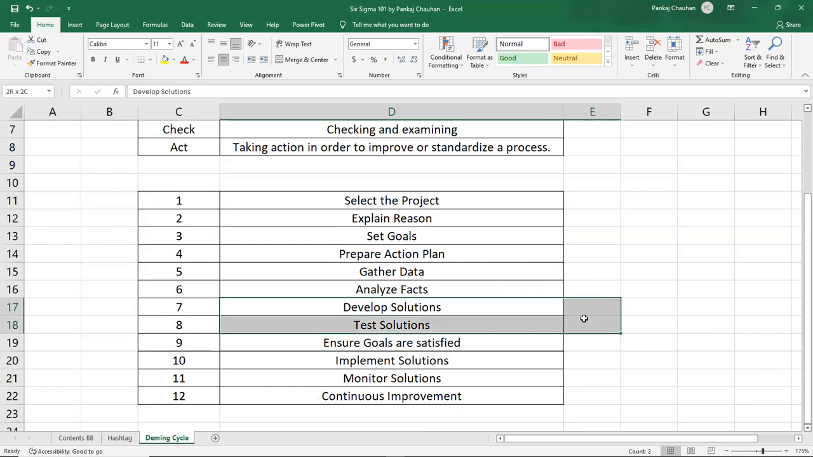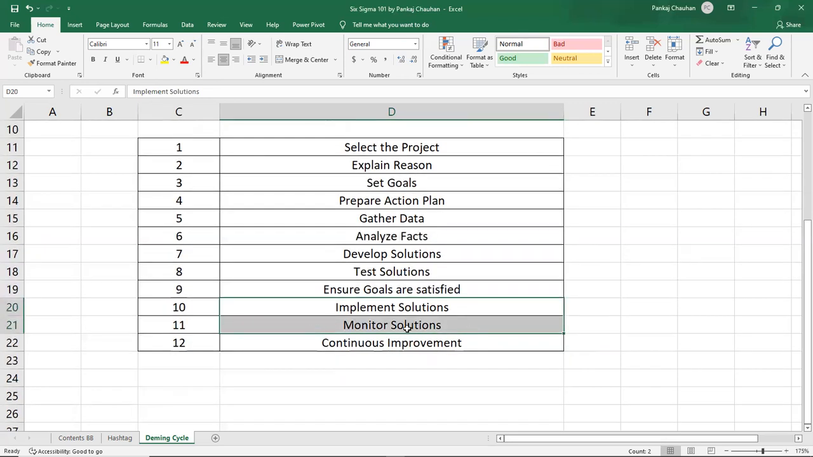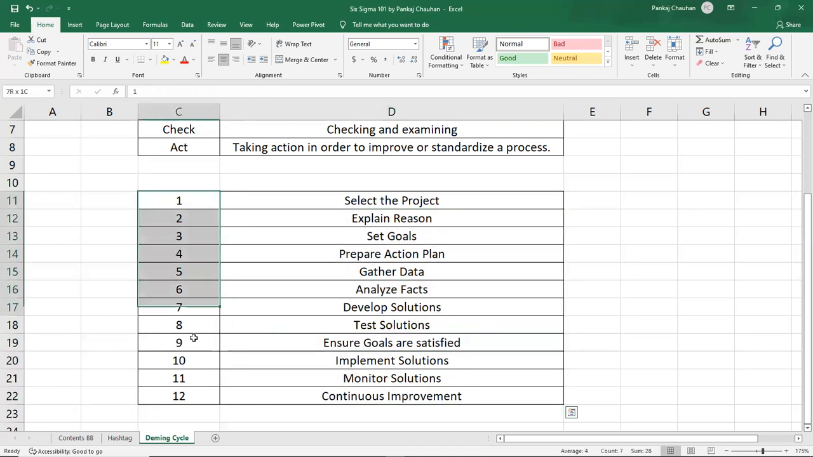In case the solutions are working well, go for the full scale implementation and ensure your goals are satisfied. Implement all these solutions at full scale. Keep monitoring your solution with the help of statistical process control. Make sure that your practical solution, what you have implemented, satisfies the business need, and at the same time satisfies the statistical need of the statistical process control rules. And look for further improvement as continuous improvement. Find the opportunity and repeat the cycle of plan, do, check, act, followed by these 12 steps.